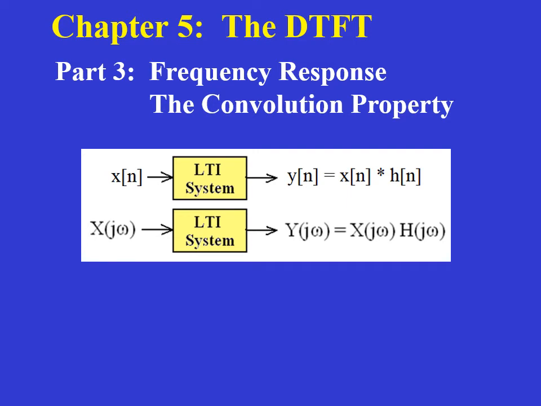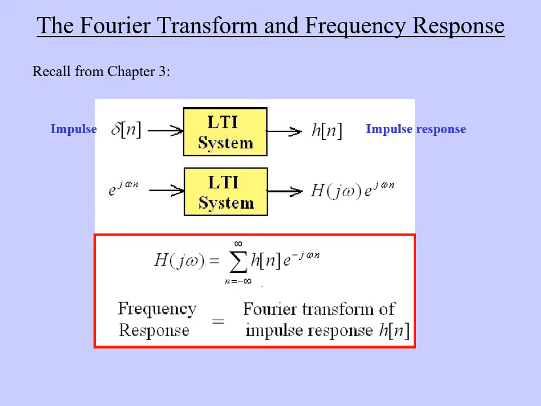Hello everyone, welcome back to part 3 of our lecture on chapter 5, the discrete time Fourier transform. In this lecture, which will be a fairly short lecture, we're going to look at a couple of very important topics, the frequency response and the convolution property. So let's start with a little bit of review here, and this will show us the relationship between the Fourier transform and the frequency response of a system.